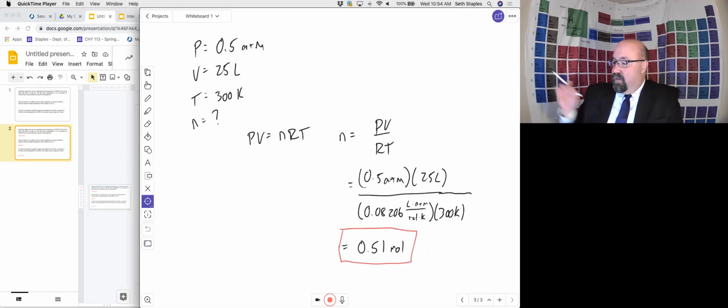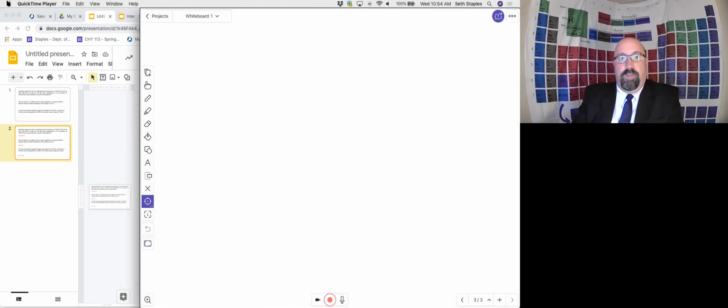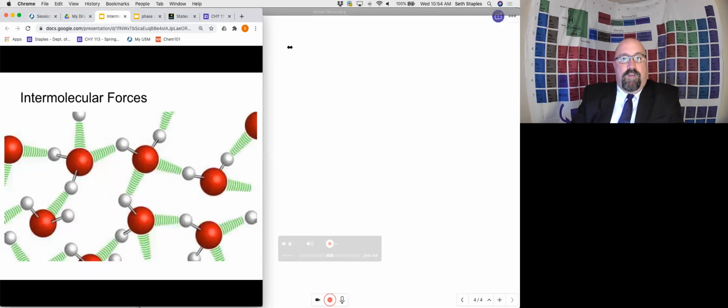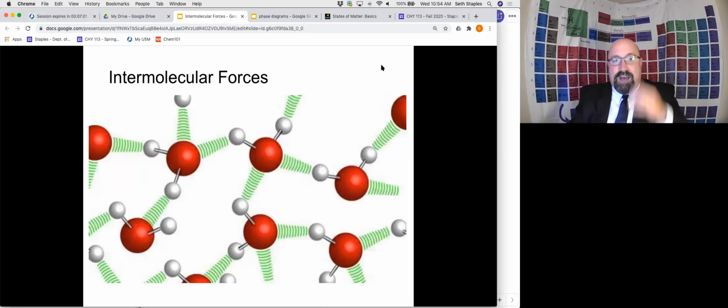And lastly, our ideal gas law situation. And so those are three sample gas law problems. And so what we're going to do with the rest, or with our final lecture, is spend a lot of time talking about what we call intermolecular forces.